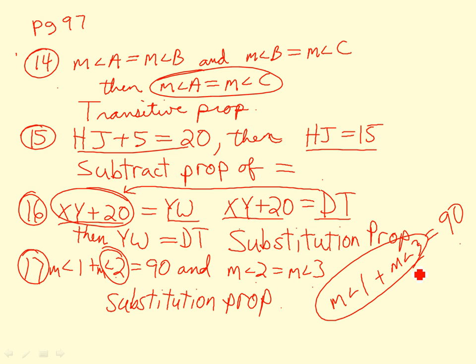Two angles add up to 90. What kind of angles are they? Complementary. Alright, so that's sort of, and this is a theorem that we're going to cover later in the year. It's going to say, if angle 1 and angle 2 are complementary, and angle 2 and angle 3 are equal to each other, then 1 and 3 have to be complementary.